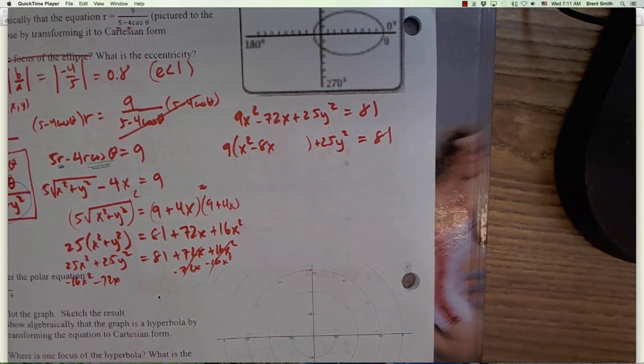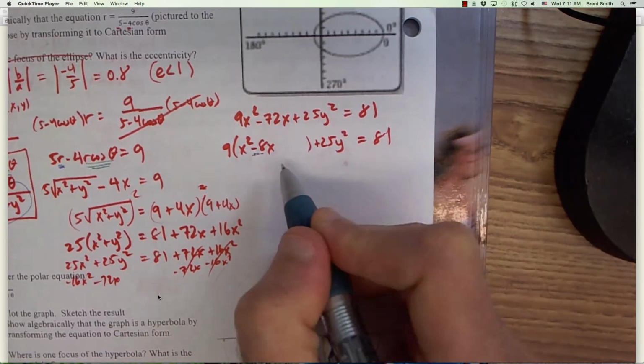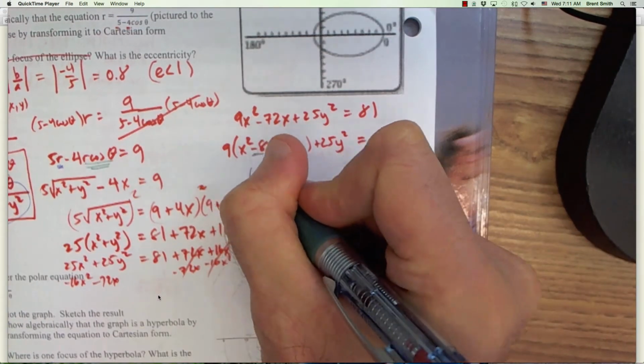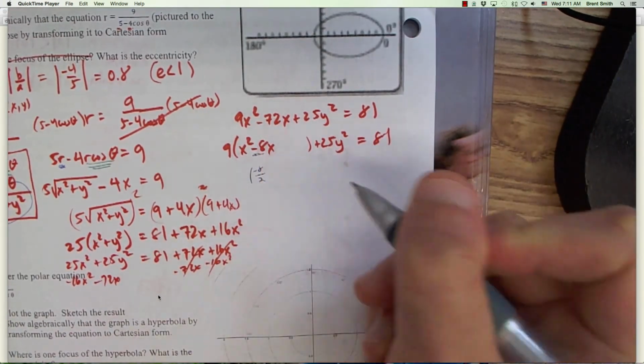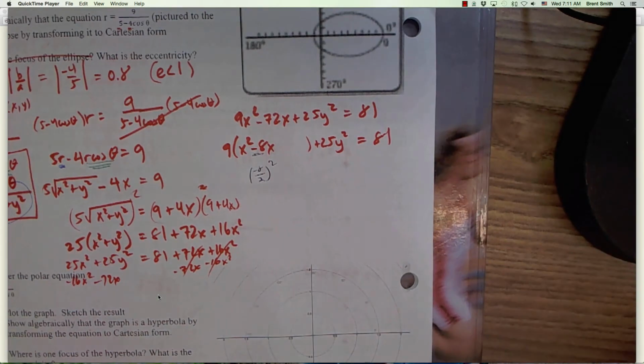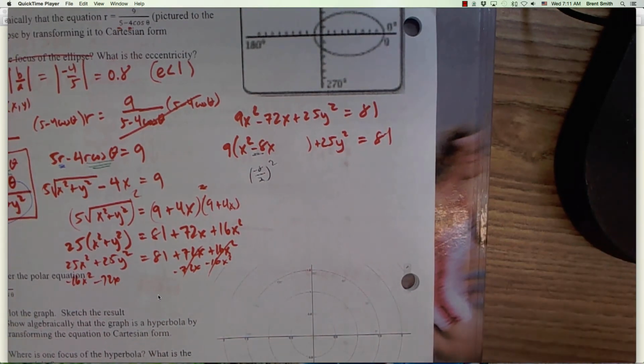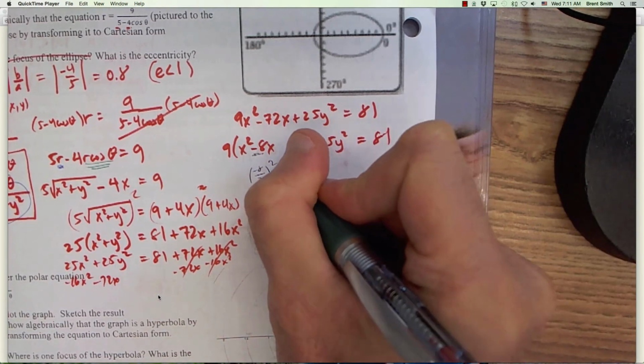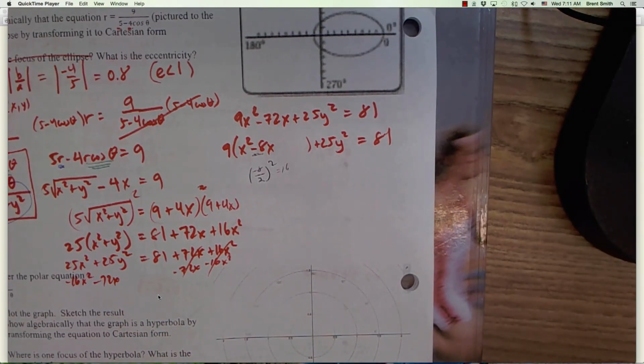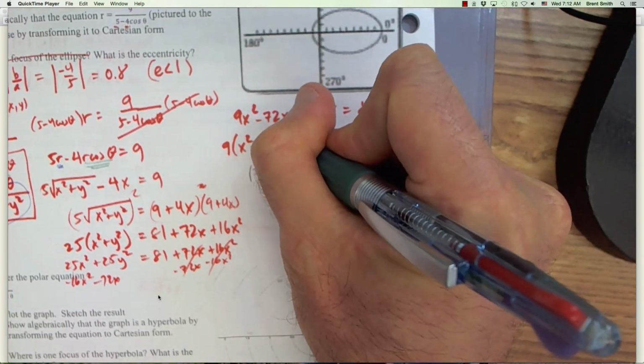All right, so again, to complete the square, we take this term right here, we half it and square it. We take this number, we divide it by 2, and we square it. So negative 8 divided by 2, that's negative 4 squared, that's 16. So we're going to add 16 to both sides.